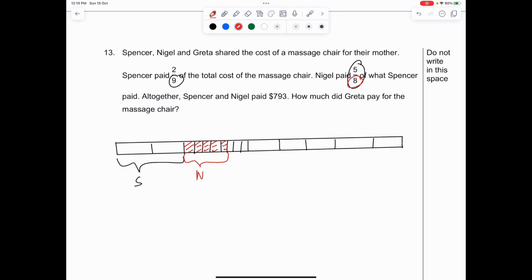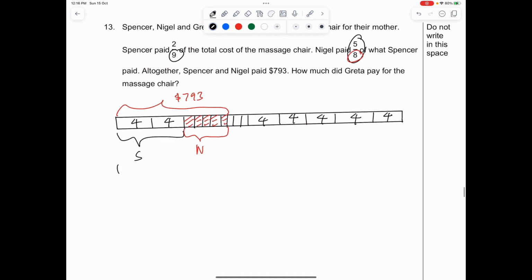And then the total cost of what Spencer and Nigel paid was 793. So to solve this problem, we need to also do the same for every single unit. We divide it into equal parts. So we know that every 1 unit was divided into 4 parts, so we can use the number 4 to represent it, for easy calculation.